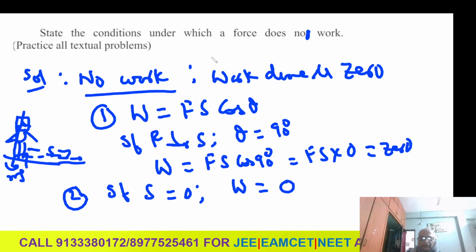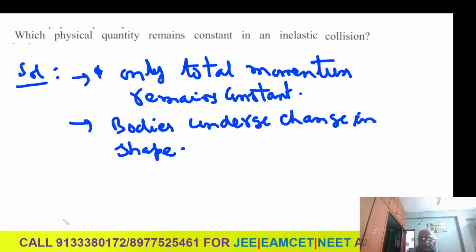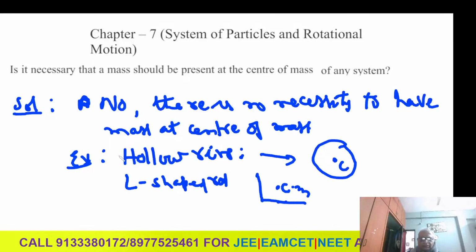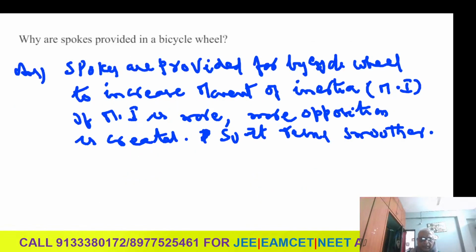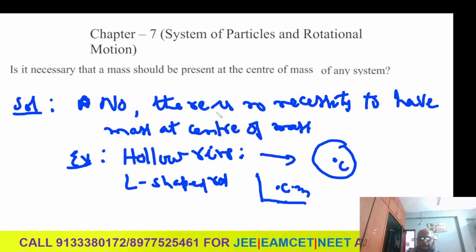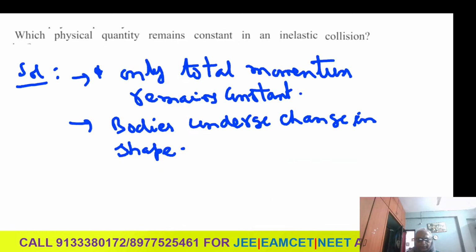Which physical quantity remains constant in an inelastic collision? In an inelastic collision, only total momentum remains constant. Kinetic energy will not remain constant. In inelastic collision, what will happen? Bodies undergo change in their shape.